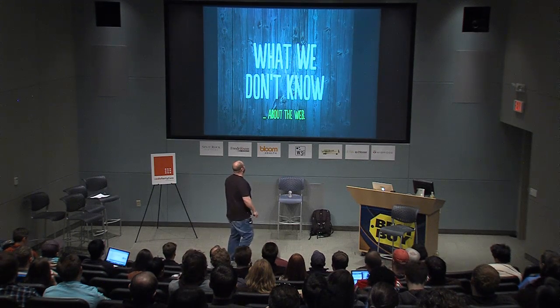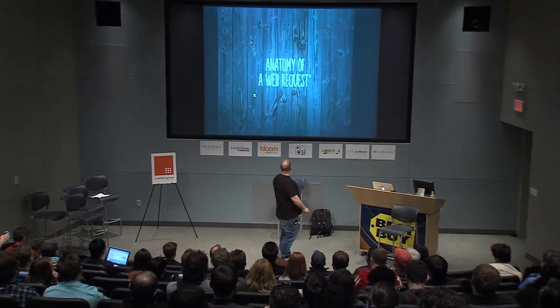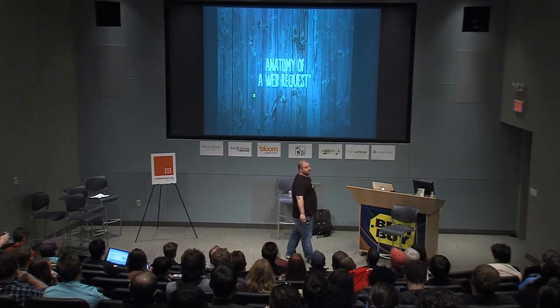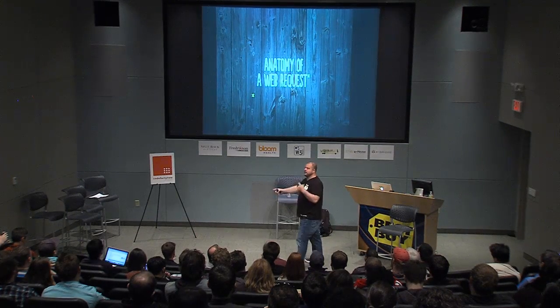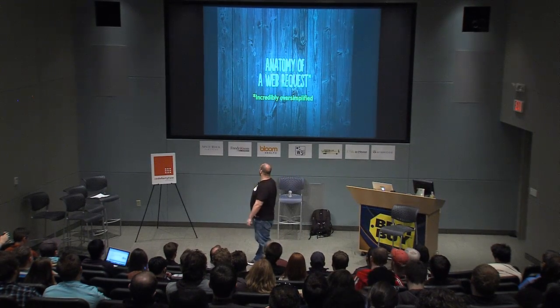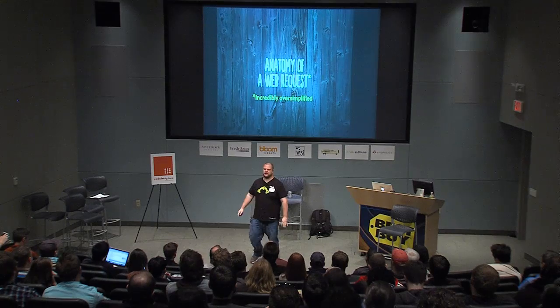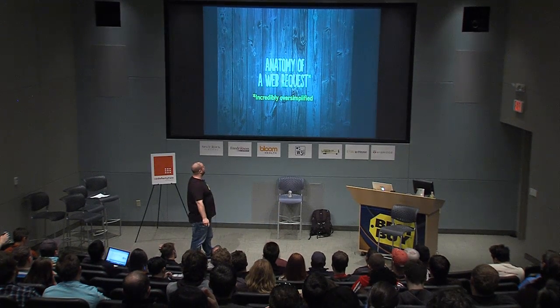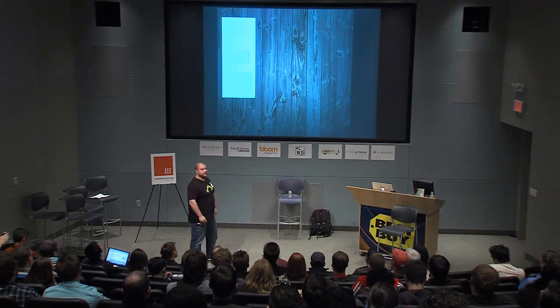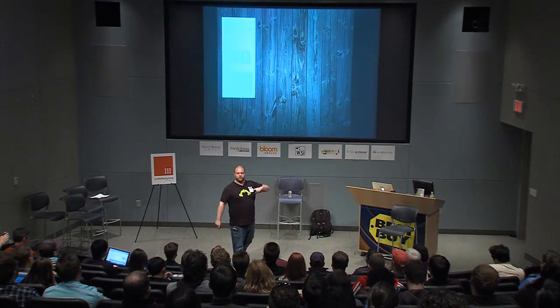So this is what we don't know about the web. I want to give us a little framework that's going to tie the whole talk together, and that's the anatomy of a single web request, an incredibly oversimplified one. There's probably smarter people in here that would tell me that this is way more complicated, and I'm sure that it is. But here are the players involved in one web request.